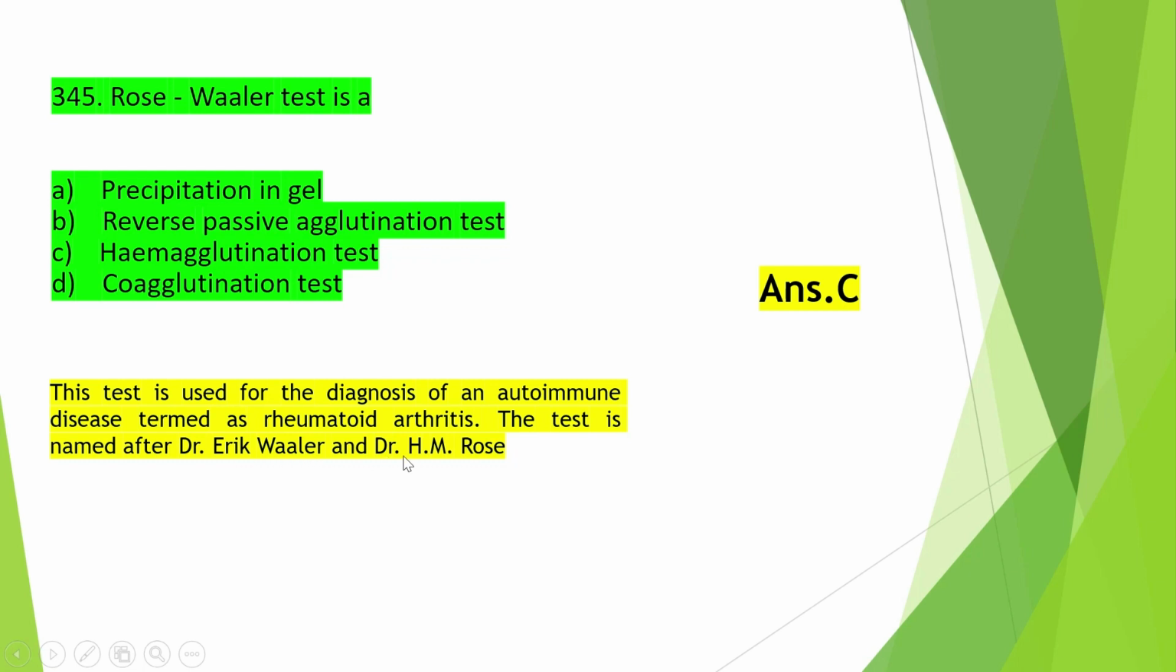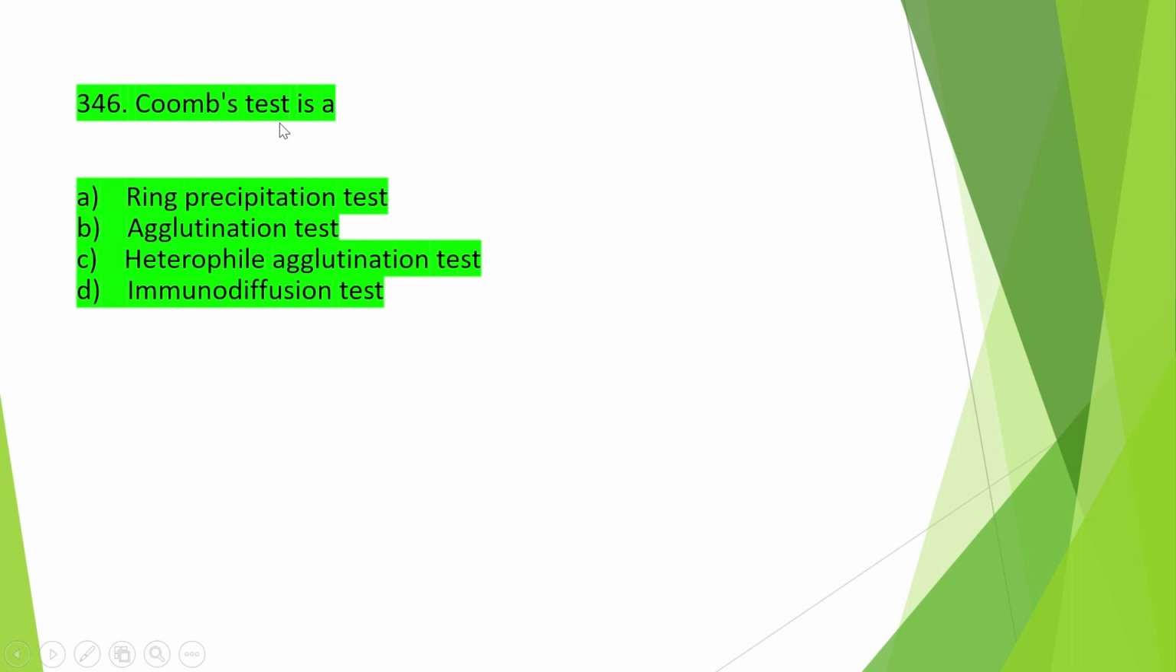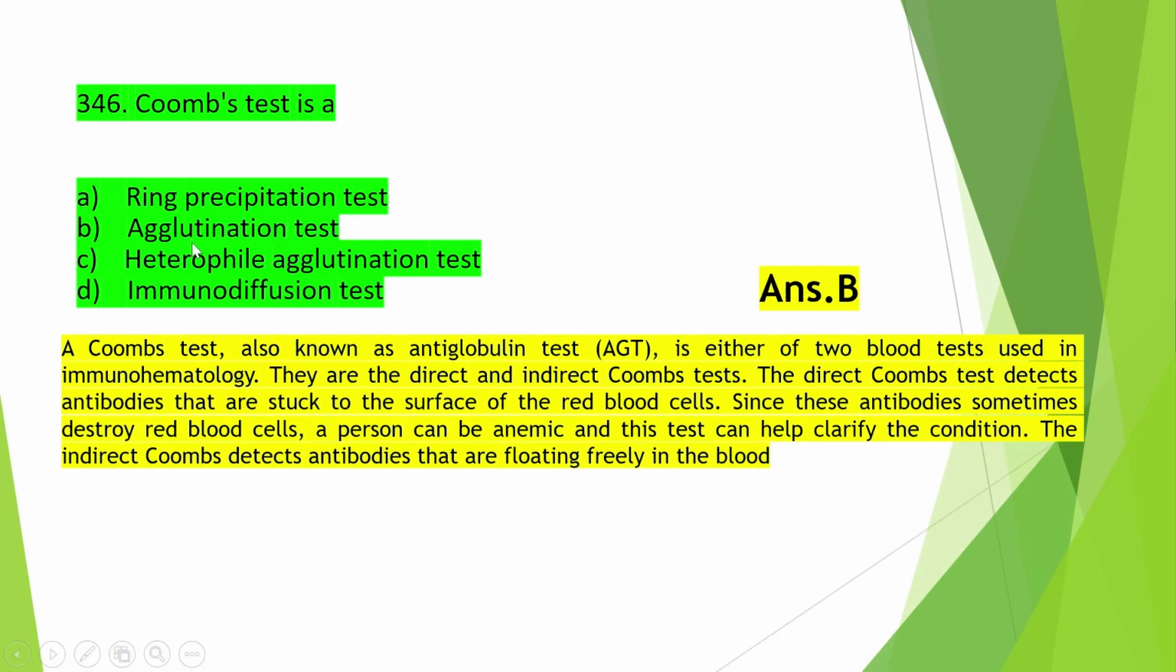The test is named after Dr. Eric Waaler and Dr. H.M. Rose. So next question: the Coombs test is a ring precipitation test, or agglutination test, or heterophile agglutination test, or immunodiffusion test, and the right one is option B, that is agglutination test. So the Coombs test is an agglutination test.